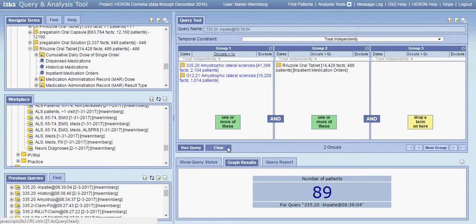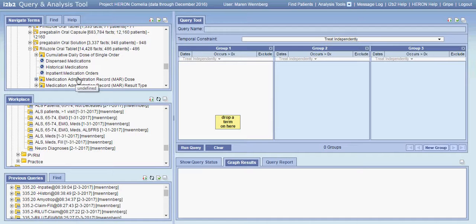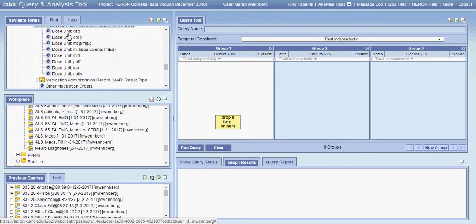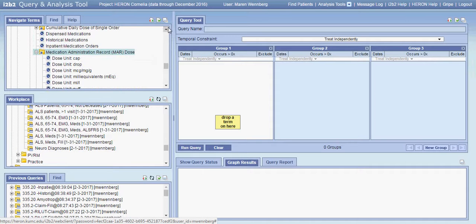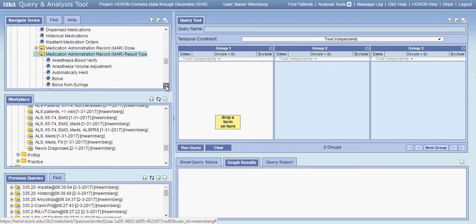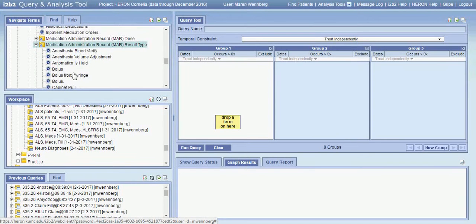You can also look at, if you're familiar with the medication administration record, if it had a dose unit of a cap or a drop or a puff or a tab, you could pull over those specific modifiers. You can also look at the medication administration record, how it was given, if it was given as a bolus from syringe. Oftentimes people want to see if the medication was actually given.